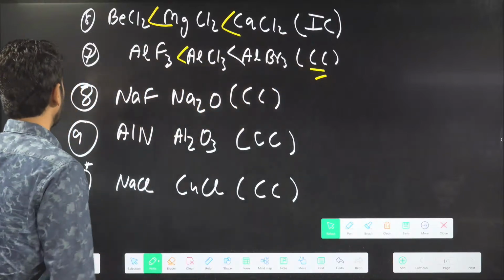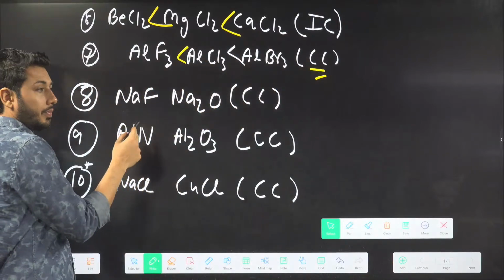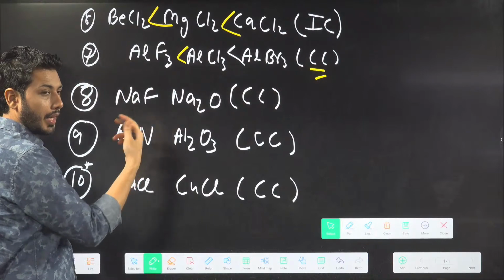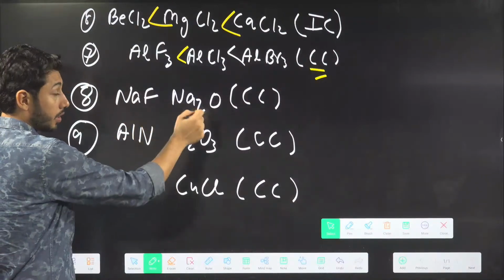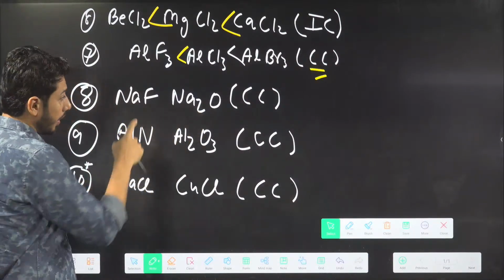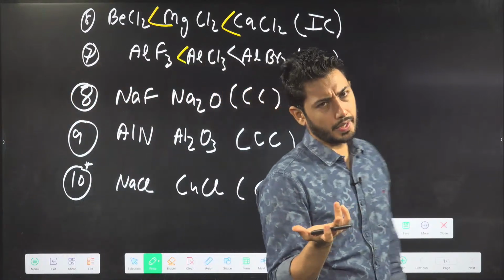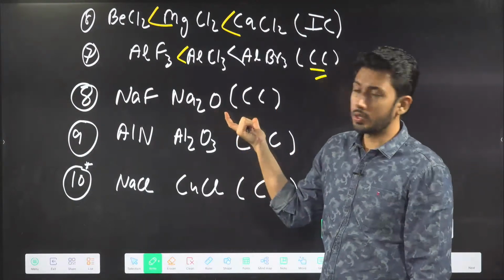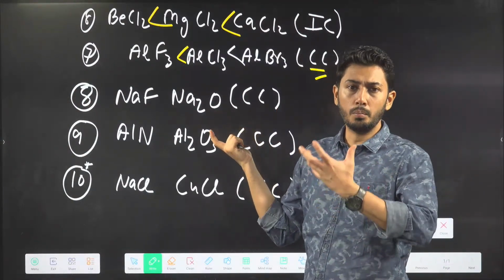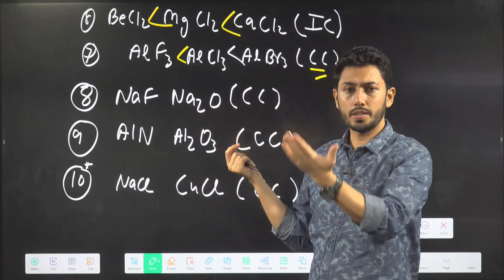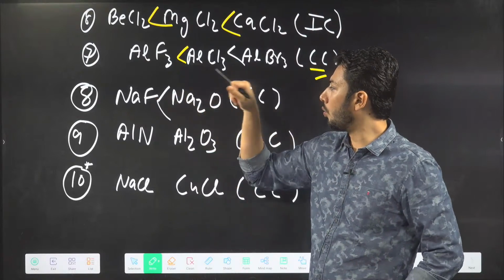Take 8th, cation being same, anion different. One is F minus, other is O -2. F minus and O -2. Charge factor also you can say directly that O -2 more charge is favoring more polarization, so more covalent character.